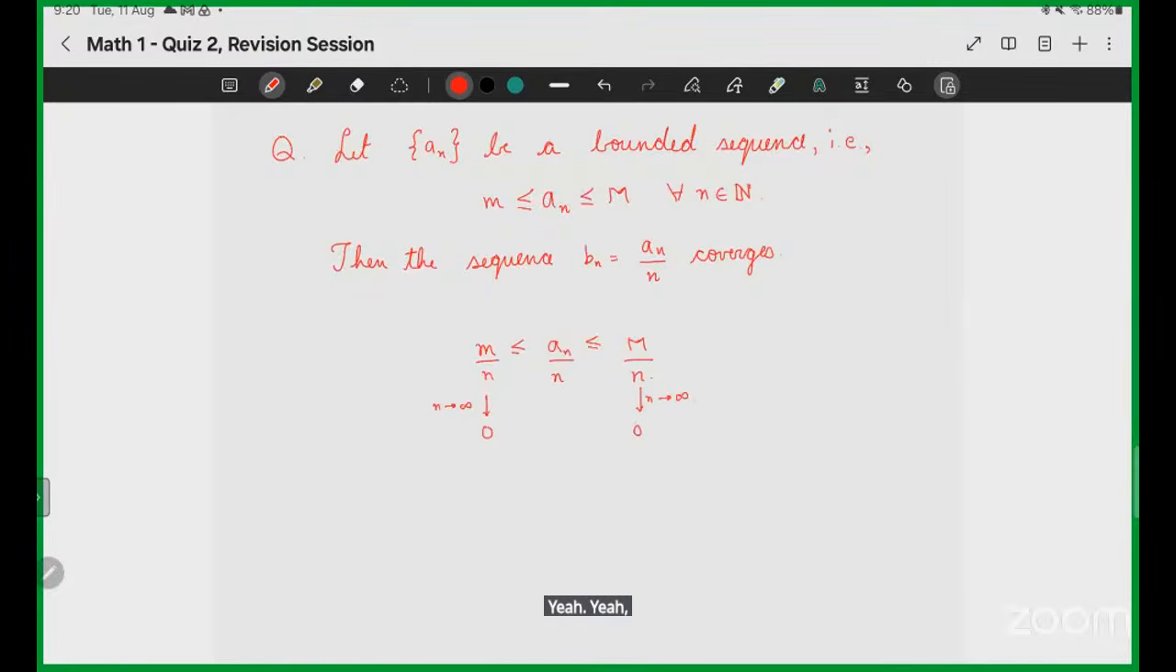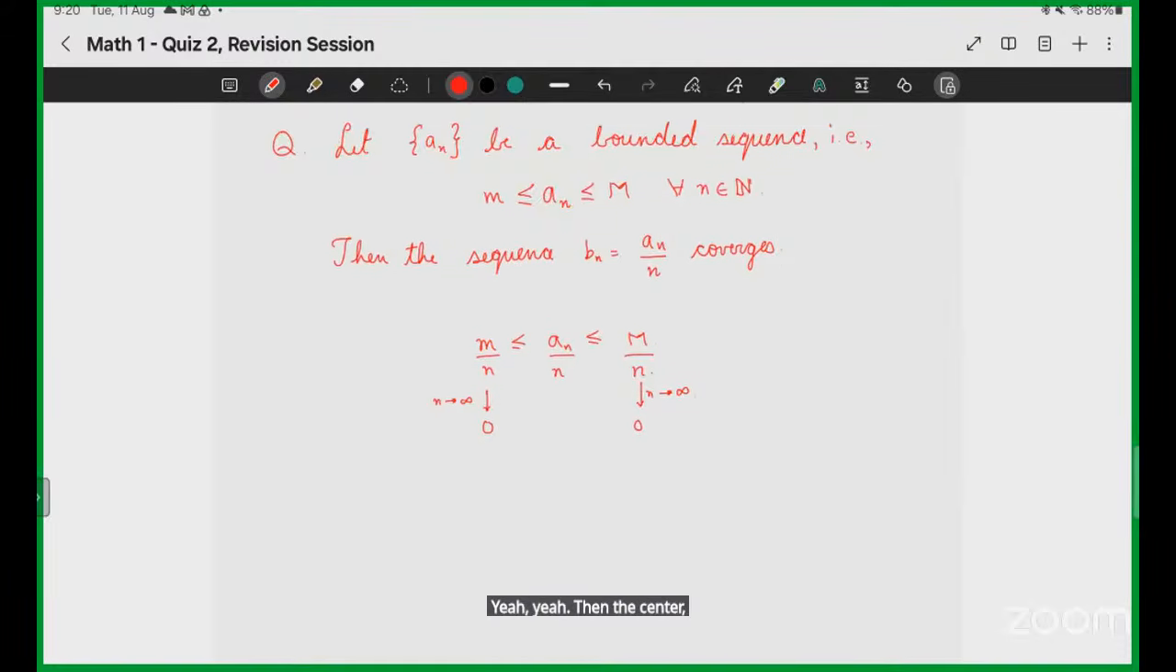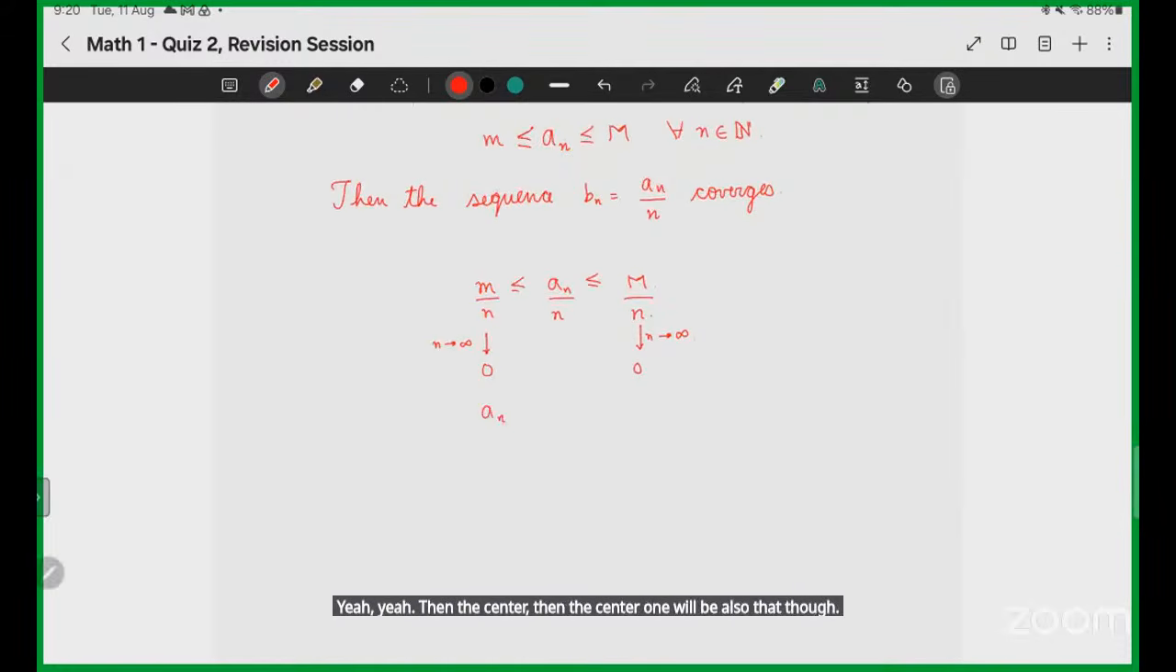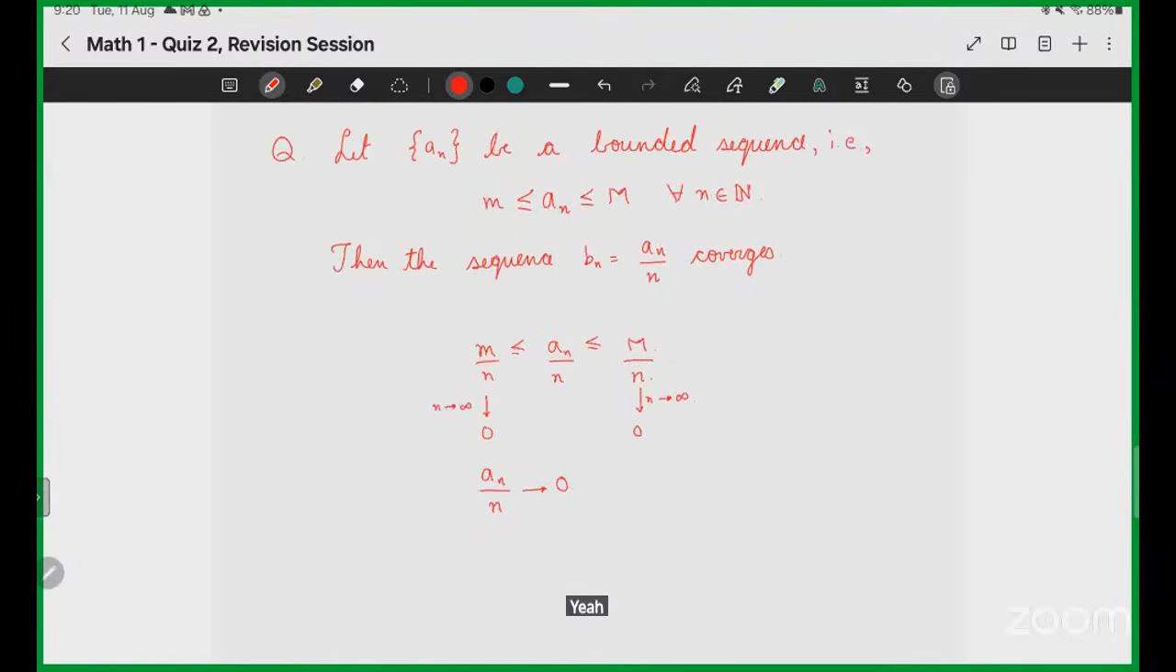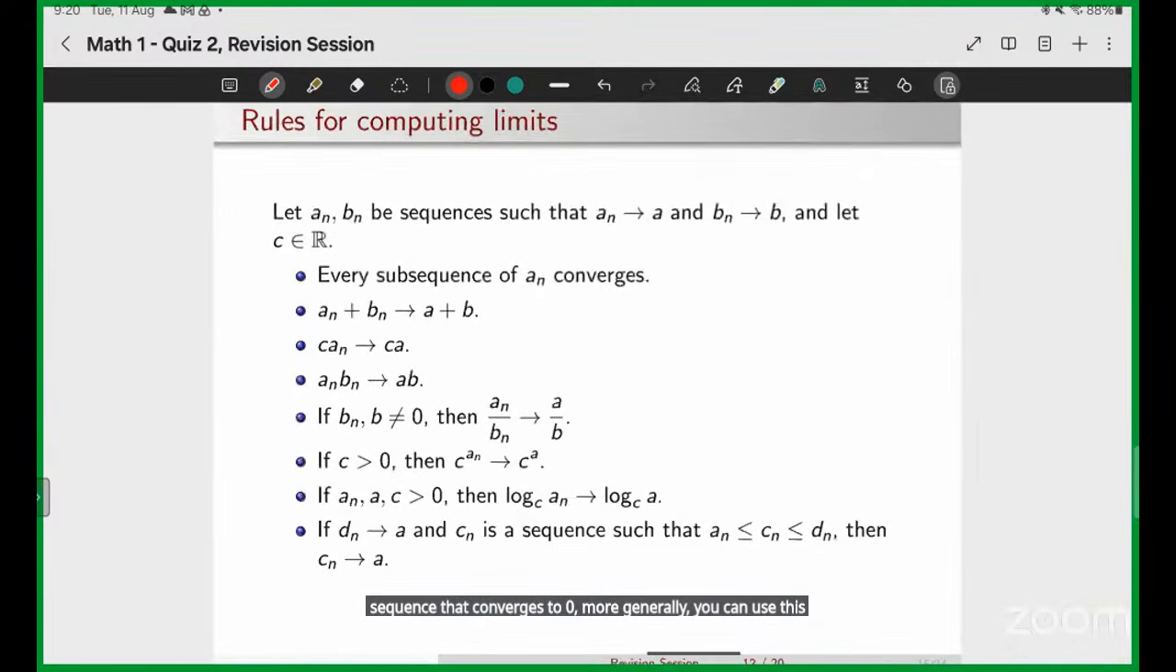Both the extremes go to 0, then the center one will also go to 0. This is a consequence of the sandwich theorem. So whenever you have a bounded sequence, and a sequence that converges to 0, you can use this to conclude that the product converges.